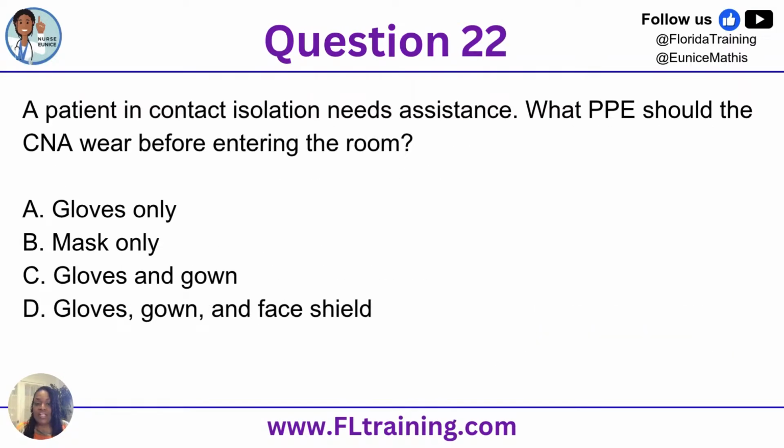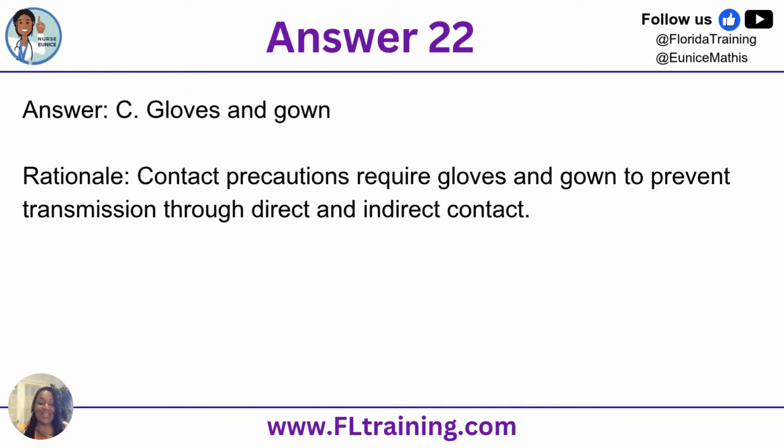Question 22. A patient in contact isolation needs assistance. What PPE should the CNA wear before entering the room? Is it A, gloves only, B, mask only, C, gloves and gown, or D, gloves, gown, and a face shield? Patients on contact isolation, what are you going to put on before you enter the room? Yes, C is correct. So contact precautions require gloves and gown to prevent transmission through direct and indirect contact.